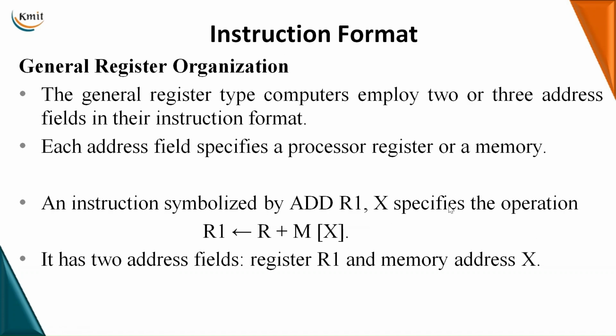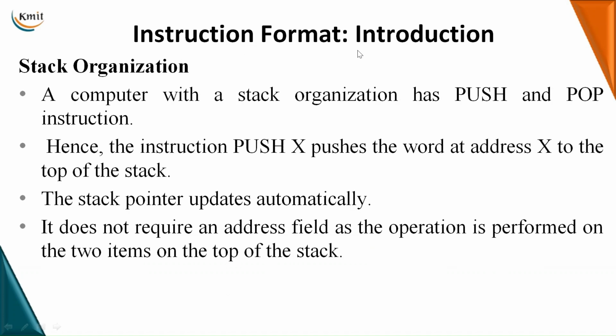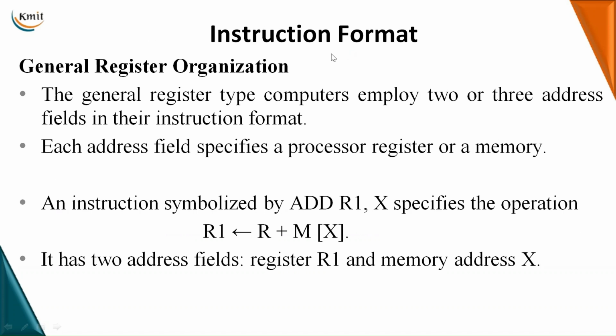The second type of organization is the general register organization. Computers of this type employ either two or three address fields in their instruction format. If you look at the instruction format of these instructions, the address part of a particular instruction contains either two addresses or three addresses. If you are working on three operands, the address part contains the addresses of three operands. If you are working with only two operands, the address part contains the addresses of two operands.